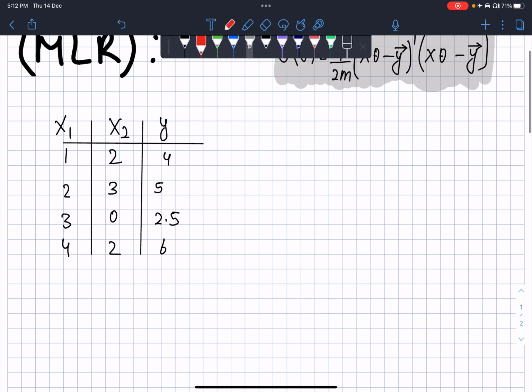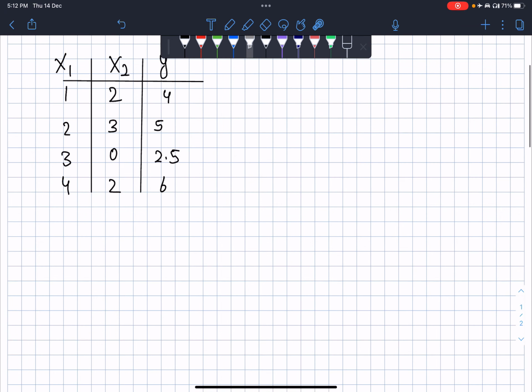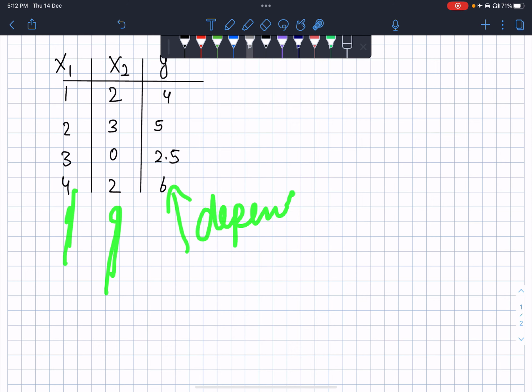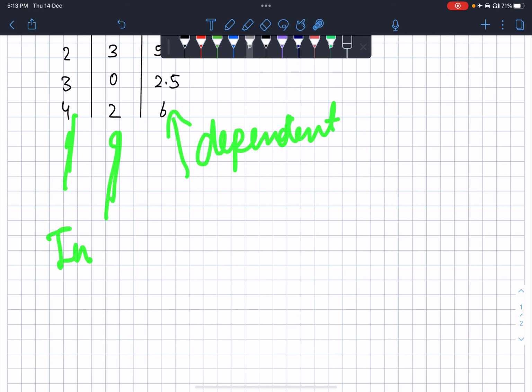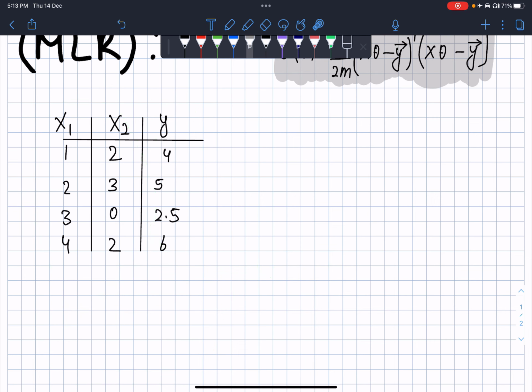So we have two data here. We have two independent variables, which are these, and this is the dependent variable.